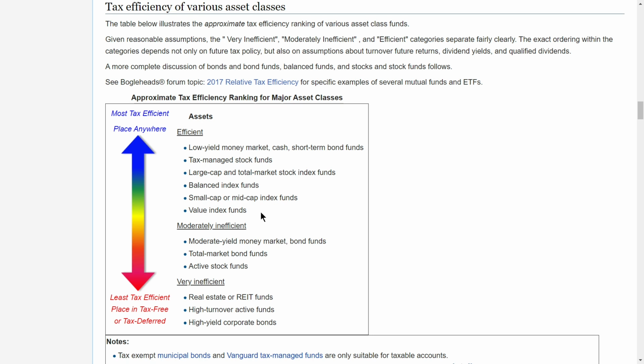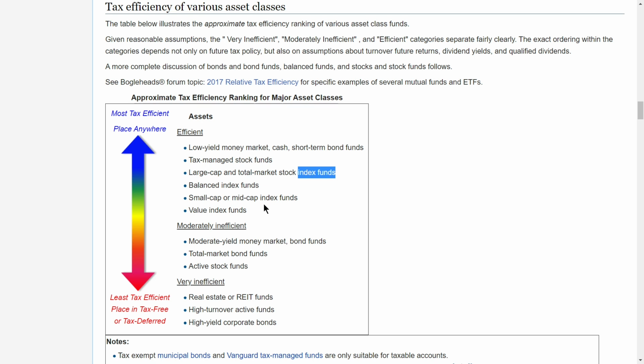So if you notice, generally, every time we see index funds in the title here of the asset class, they all belong to these efficient asset classes. So if you're investing in an index fund and things like broad-based ETFs, which are very low cost, chances are they're very tax efficient, so they're safe to put in taxable accounts.